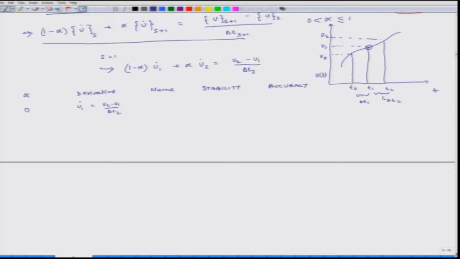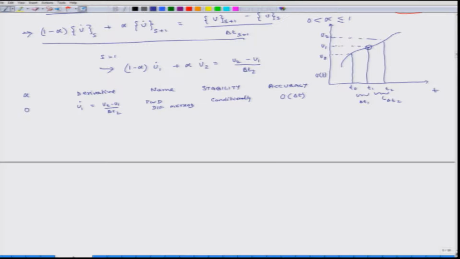This formula when alpha becomes 0 is known as the forward difference method. And it is conditionally stable. I will explain stability later. So, it is conditionally stable and the accuracy of this method is of the order of delta t. So, if you reduce delta t, it will become more accurate. If you reduce delta t by a factor of 2, it becomes twice as accurate.